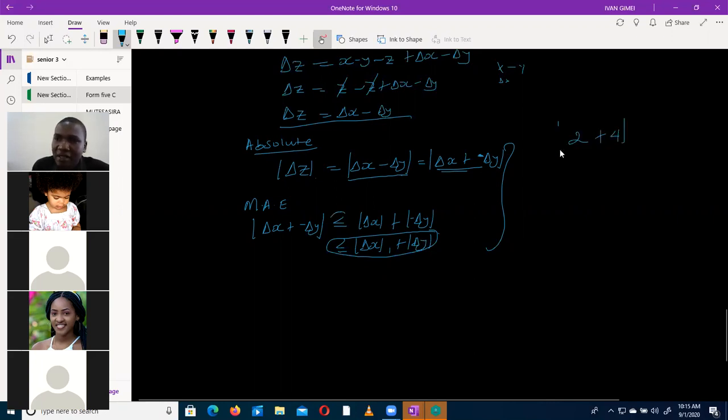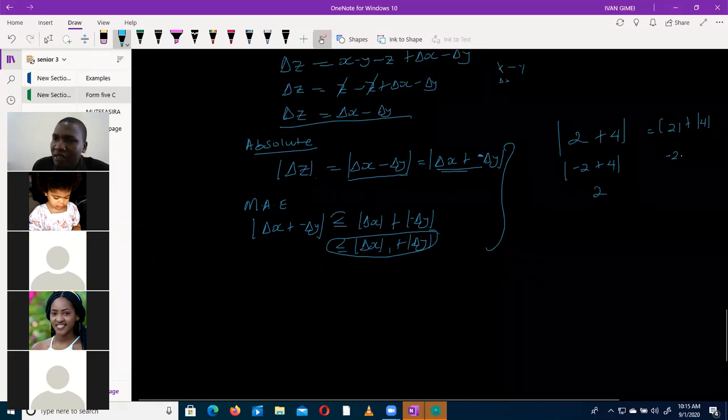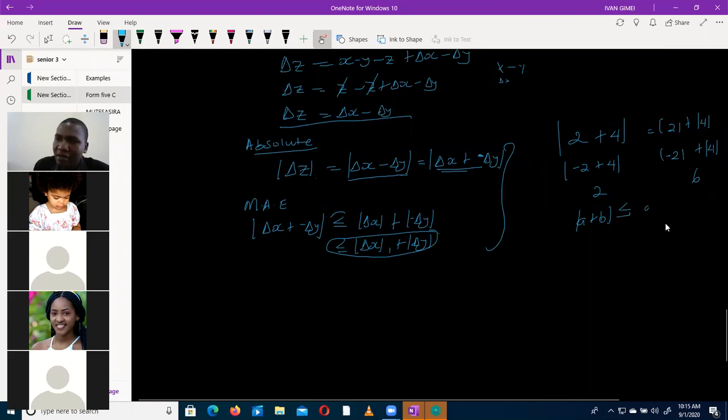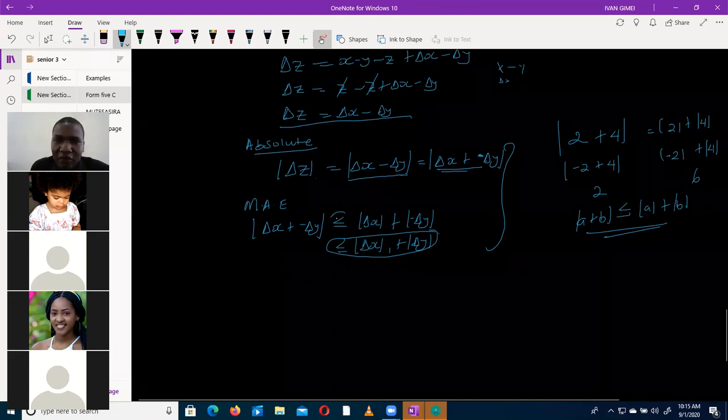The modulus of 2 plus 4 will be the same as the modulus of 2 plus the modulus of 4, yes. But when I have the modulus of negative 2 plus 4, this will give me 2, but the modulus of negative 2 plus the modulus of 4 gives me 6. So that shows that if you have the modulus of a plus b, this is sometimes equal, like you see in the first case, or less than the modulus of a plus the modulus of b. That's what we looked at. So always when you reach here, this symbol is what they look out for. Make sure you present the right symbol.